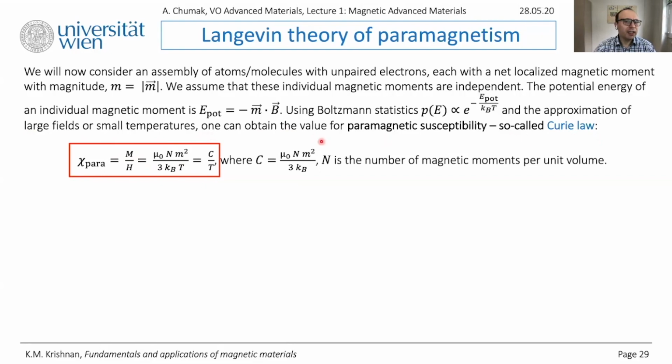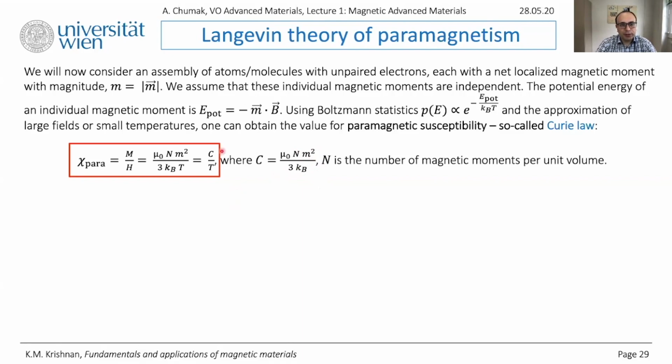law. And its physical meaning is very simple and clear: paramagnetic susceptibility is simply inversely proportional to the temperature, where this constant C depends on the constant mu0, the density of magnetic moments, the magnetic moment itself squared, and is divided by 3 kBT. So this is a constant which describes your body, your material, more or less.